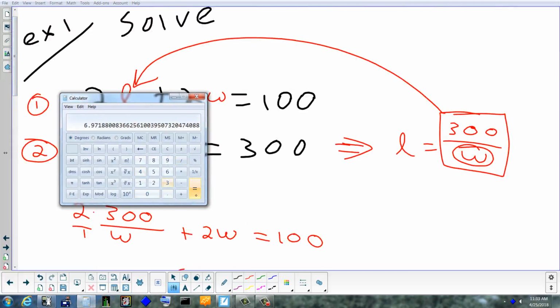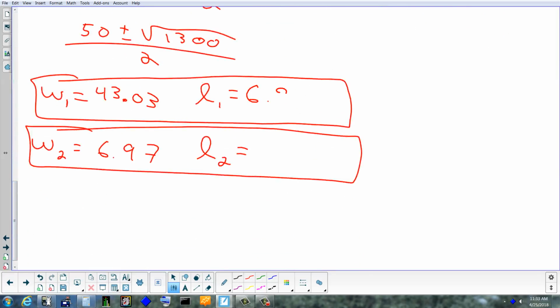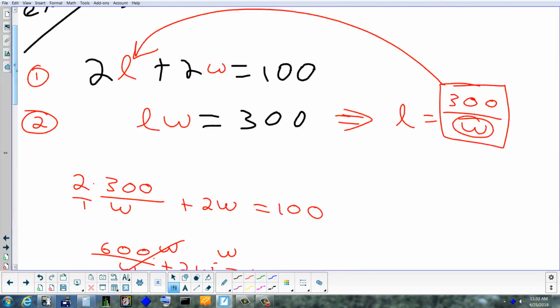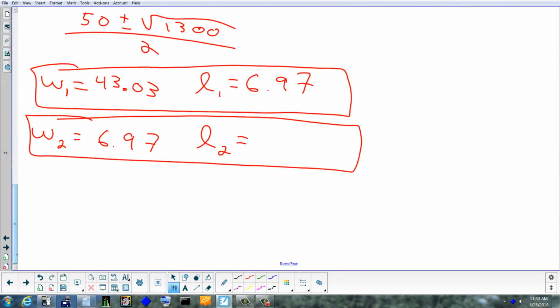6.97. Okay. All right. My other width is 6.97. So let's go back up and do 300 divided by 6.97. I get, well, because of rounding, I get 43.04. Basically the same thing.